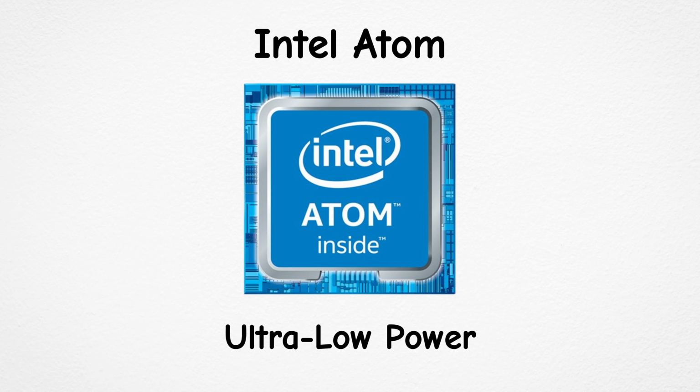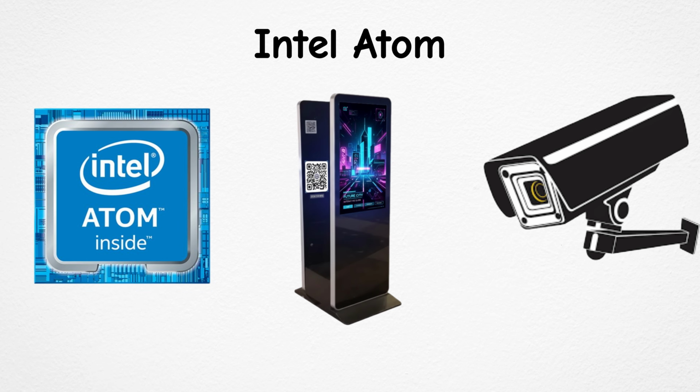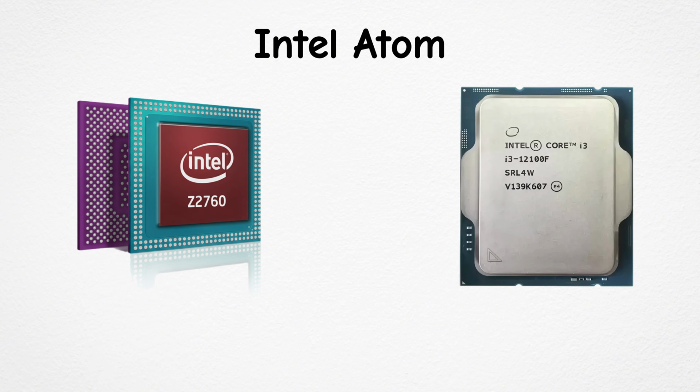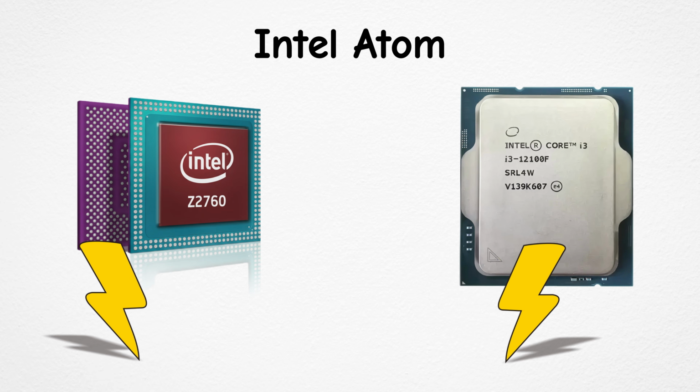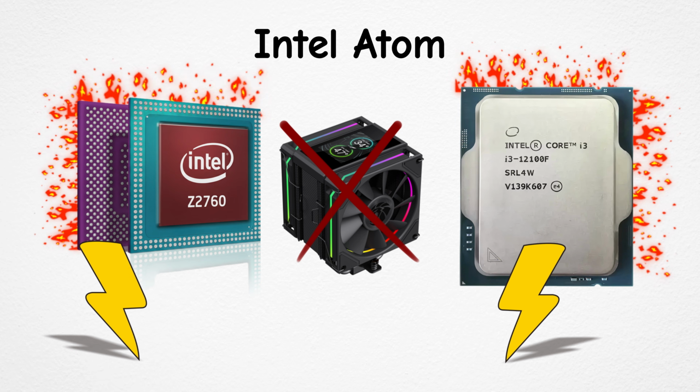Intel Atom. Intel Atom is an ultra-low power processor for small portable devices. You'll mostly find them in point-of-sale machines, digital kiosks in malls or airports, and embedded devices like security cameras. Atom CPUs use very little electricity compared to laptop and desktop processors and barely generate heat, so they often don't need fans or large cooling systems.